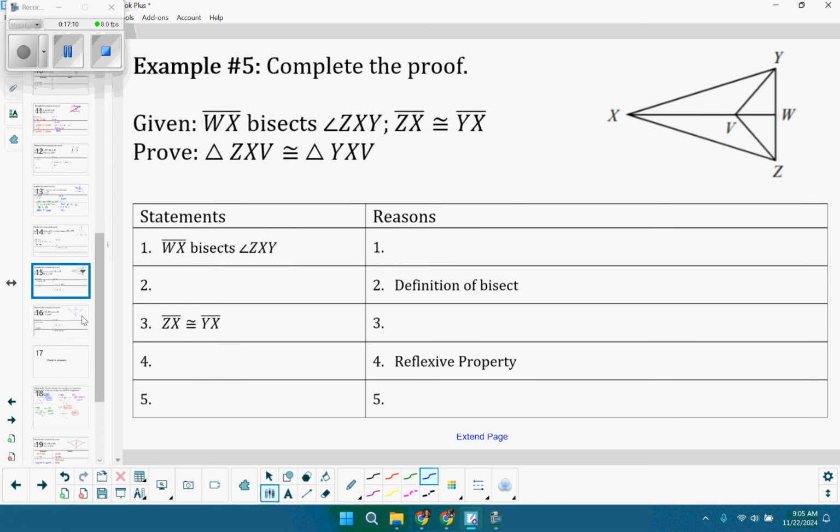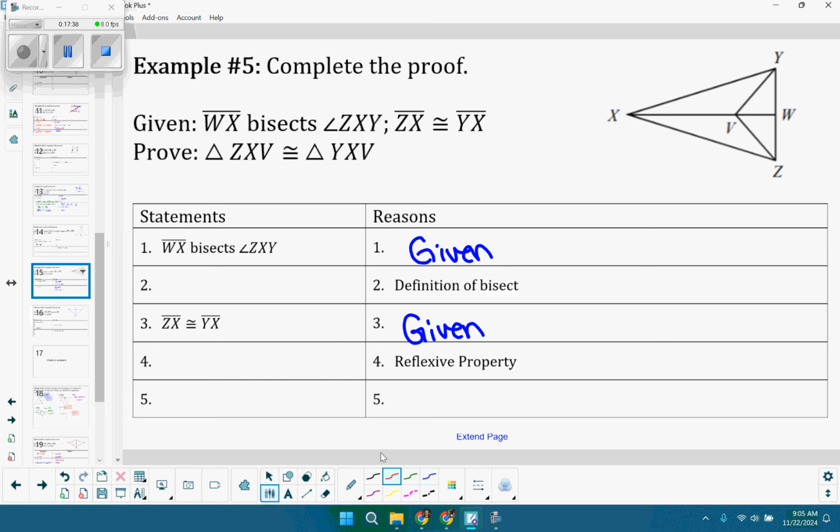And now we just have a proof to do. Now there's no expectation. We've done one of each proof, one for SSS, one for SAS, and one for HL. So this could be anything. So let's look at this. We have segment WX bisects angle ZXY is given. And also segment ZX and segment YX are congruent is also given.